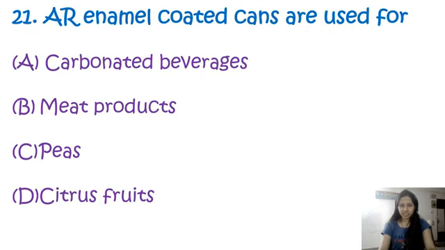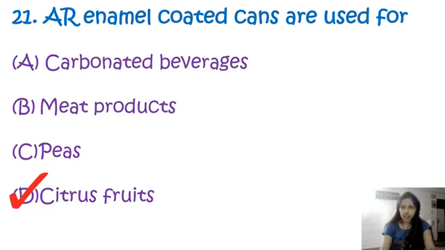Question number 21. The AR enamel coated cans are used for: carbonated beverages, meat products, peas or citrus fruits. So correct option will be D, that is citrus fruits. Actually these cans are specifically designed to prevent the interaction between the citrus acids present in the fruits and the metals of the cans, which can affect the taste quality of the food product and also lead to corrosion of the can.